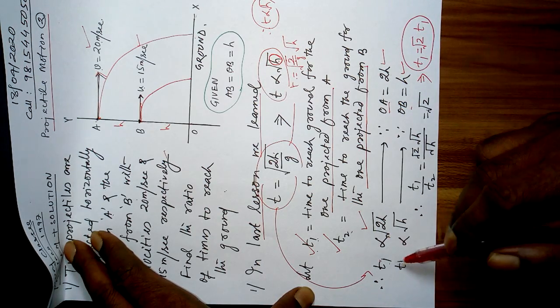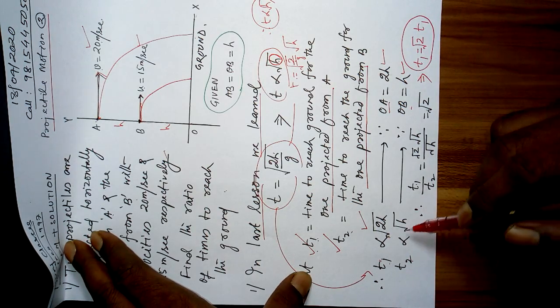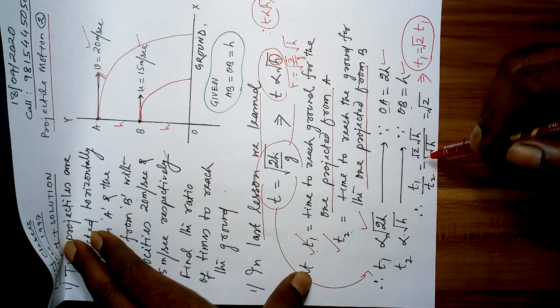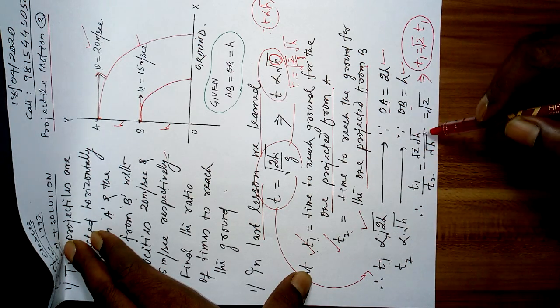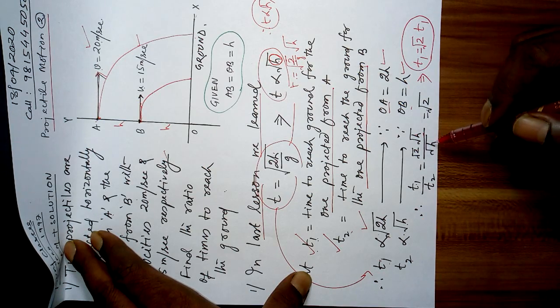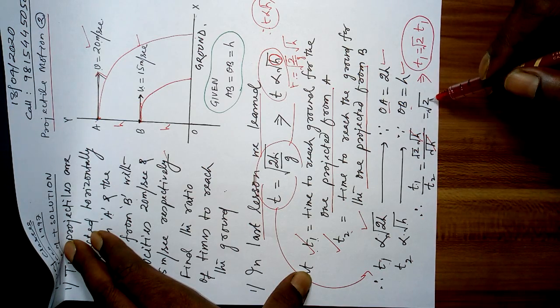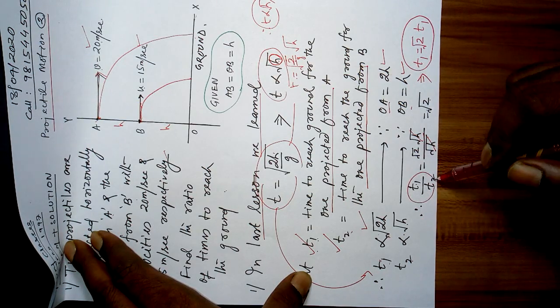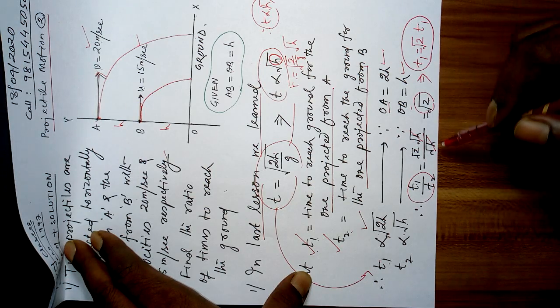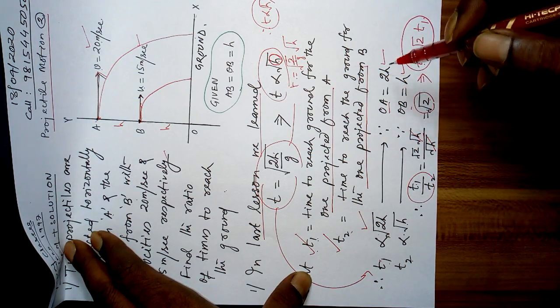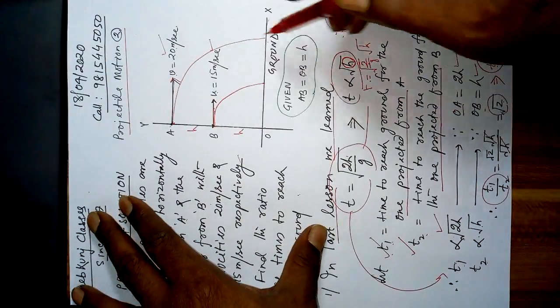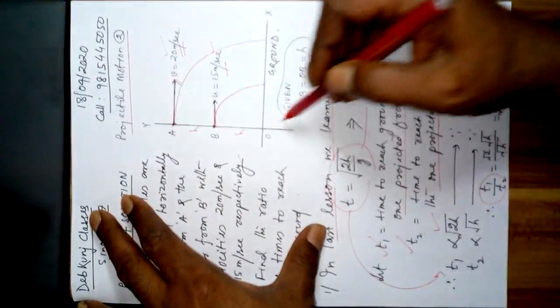Now I divide these two, t1 over t2. The proportionality constant cancels, so I am left with square root of 2H over square root of H. This cancels, I am left with root 2. Now I cross multiply, so I get t1 is equal to root 2 times t2. So it doesn't depend on these two velocities. It only depends on the height H.